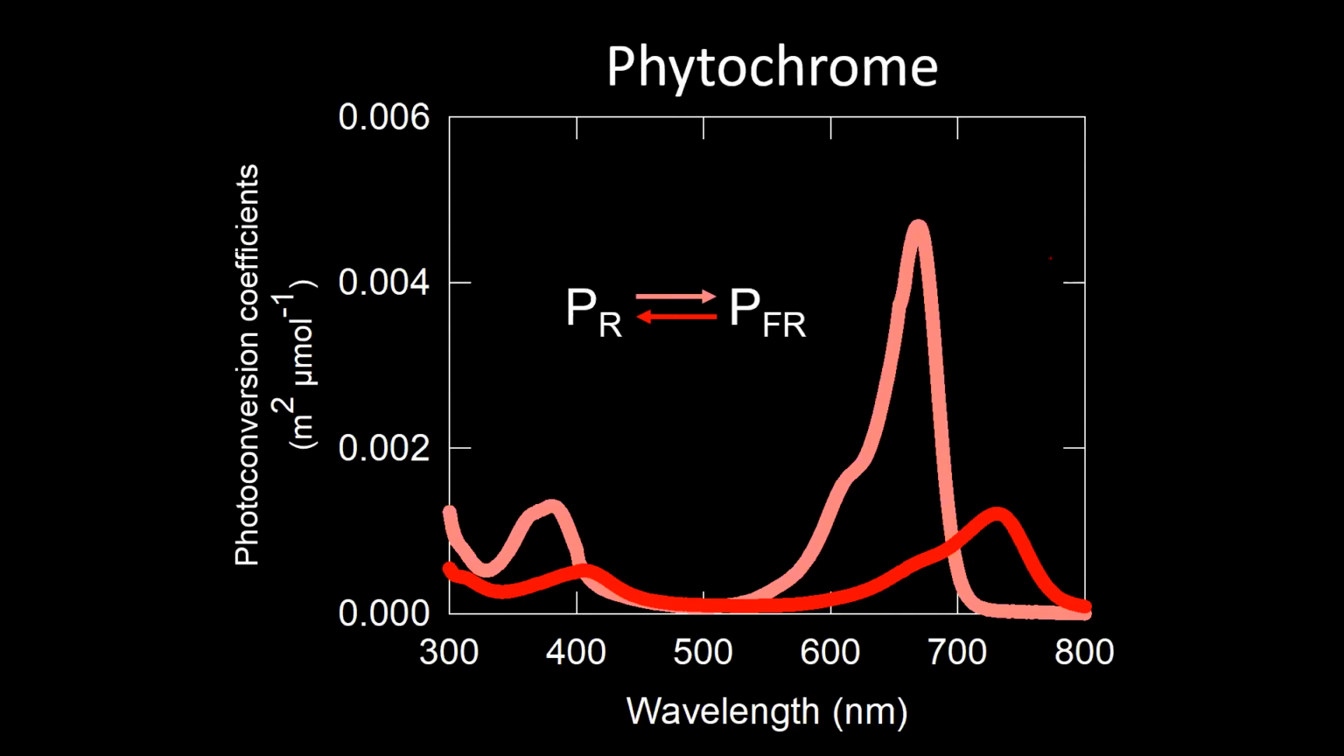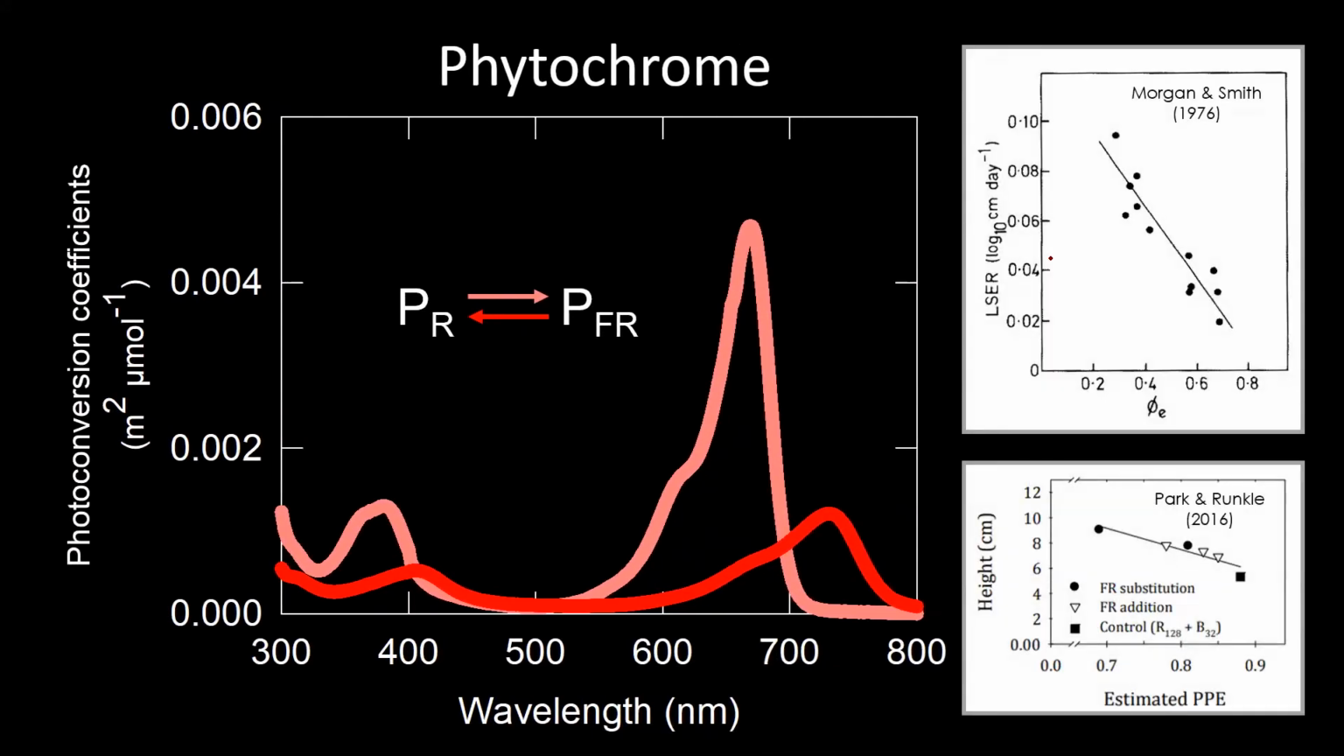And we can use this equilibrium to determine the relative concentration of both forms of this photoreceptor, the on form and the off form. So basically, what this curve can tell us is the relative concentration of our active form of the photoreceptor. And back in 1976, David Morgan and Harry Smith determined that they could use this parameter of phytochrome photoequilibrium, also called PPE, which again is also the relative concentration of your active photoreceptor. That's what this axis represents. It was a good predictor of stem elongation rate. So this phi sub e and this estimated PPE, these mean the same thing.